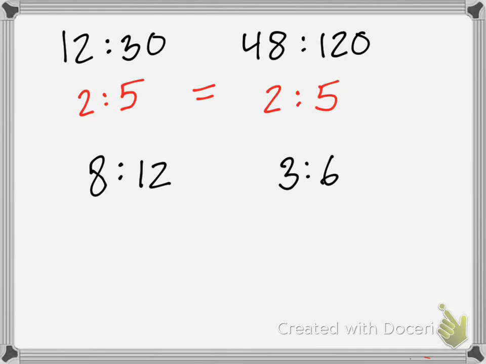8/12. What's their greatest common factor? Yeah, their greatest common factor is 4. So I divide them each by 4. 8 divided by 4 is 2. 12 divided by 4 is 3.